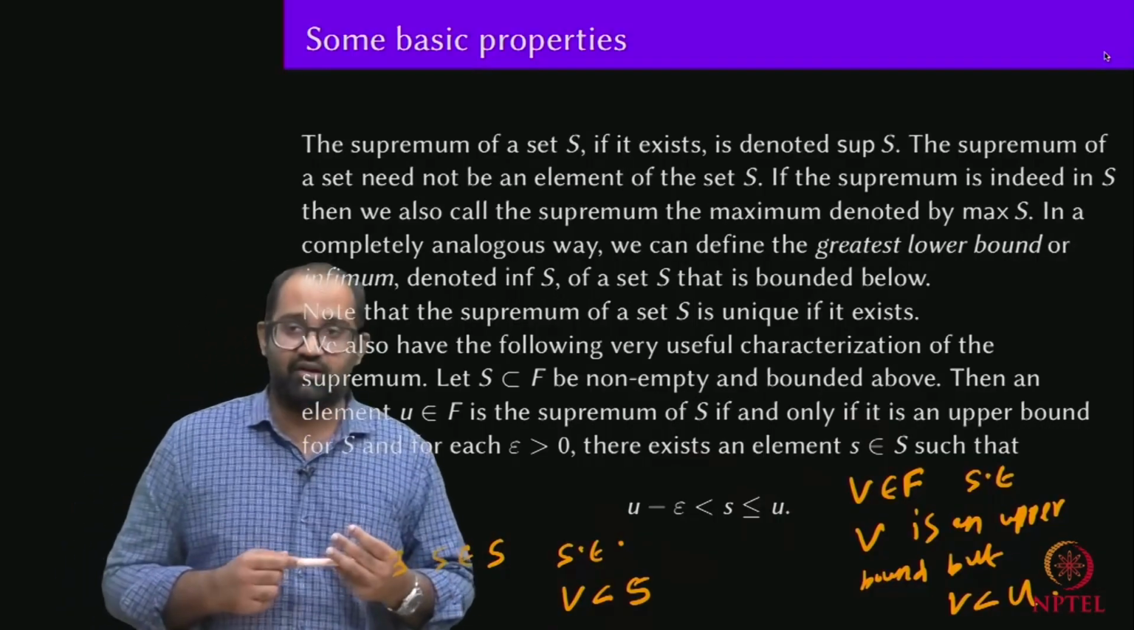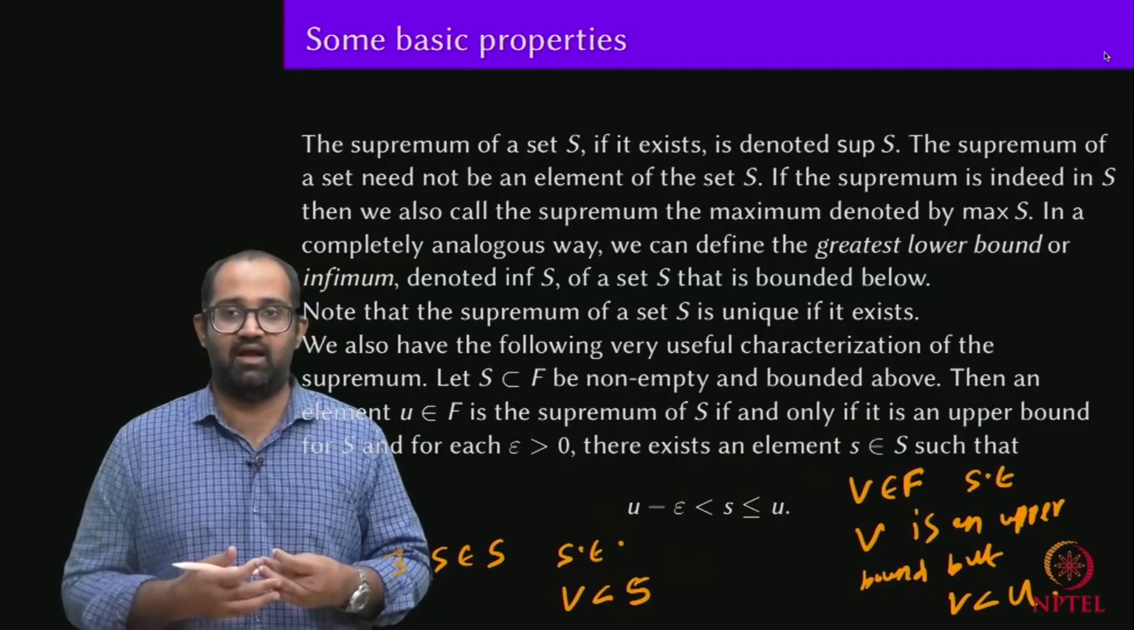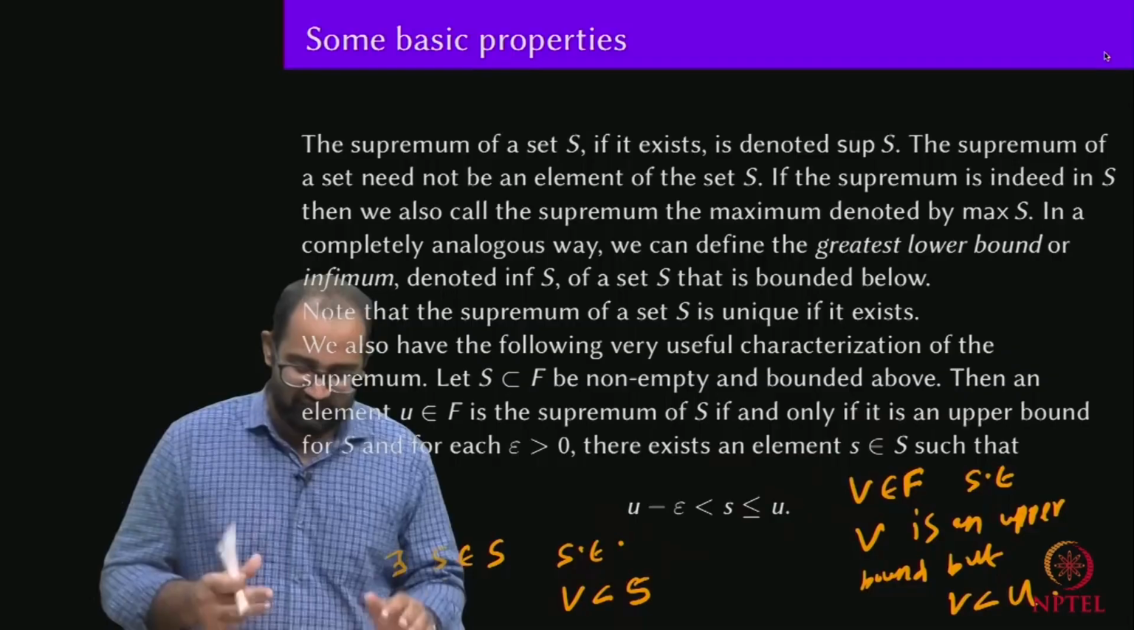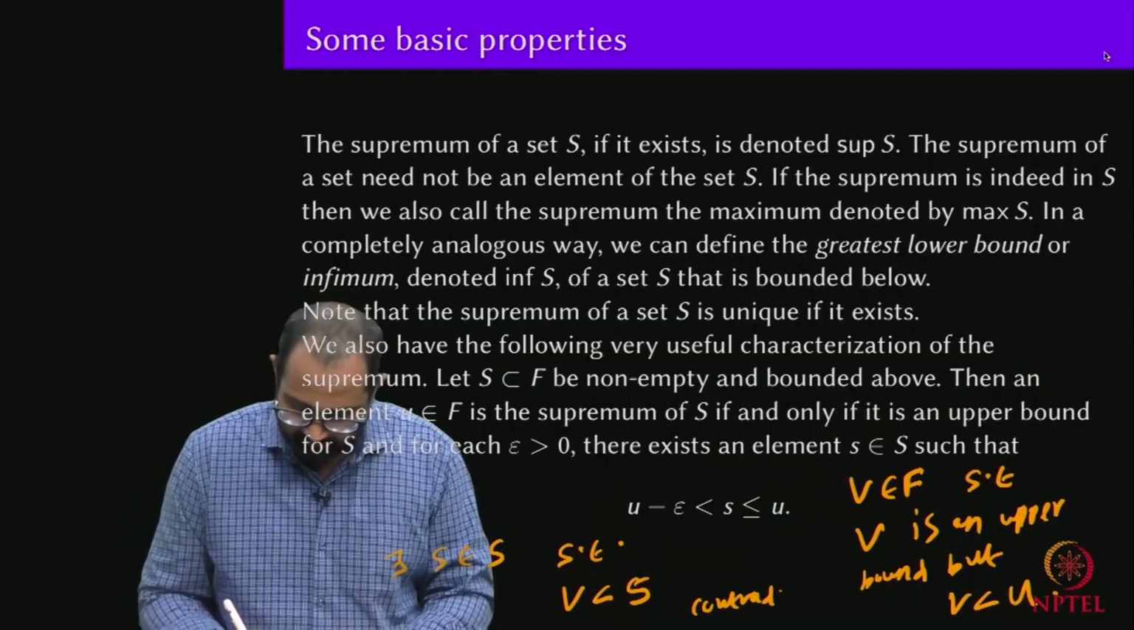But this is simply nonsensical because v is supposed to be an upper bound. How can you have a set element s in the set S which dominates v? That's simply not possible. So this is a contradiction.